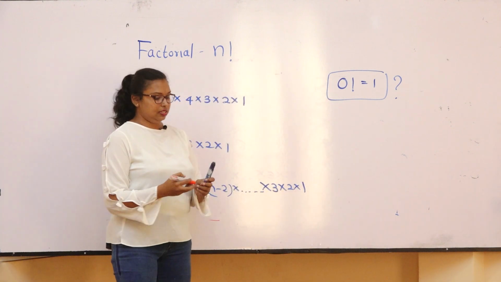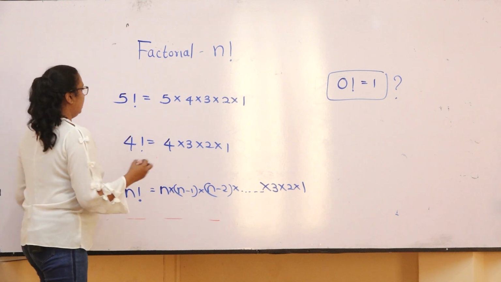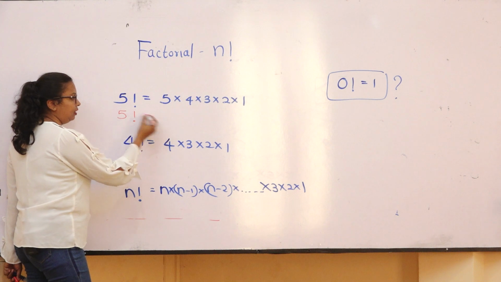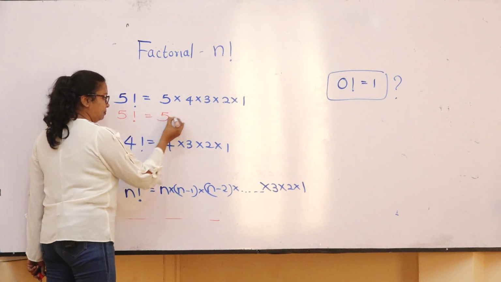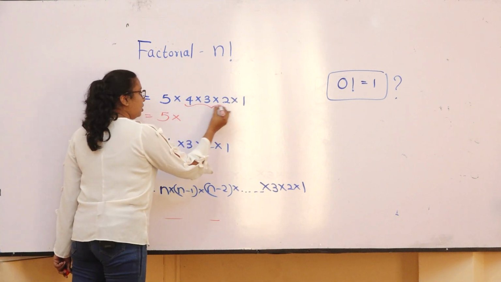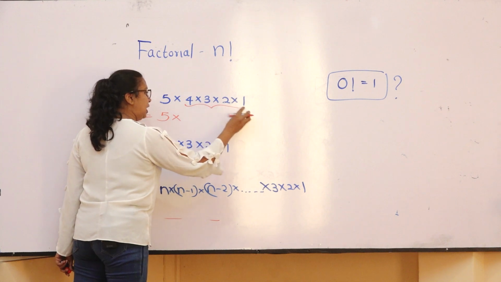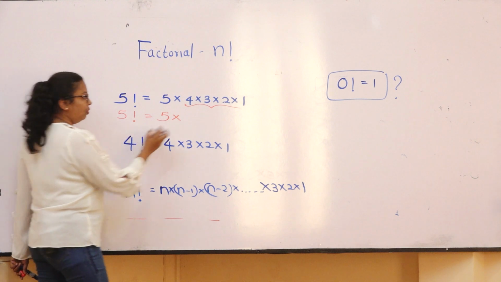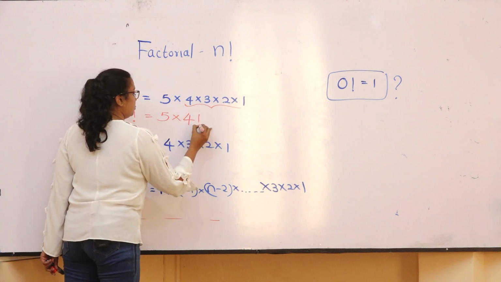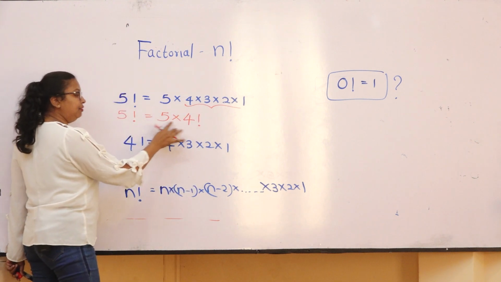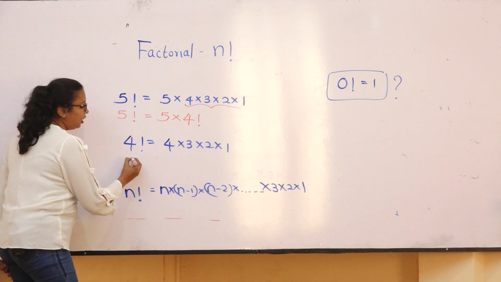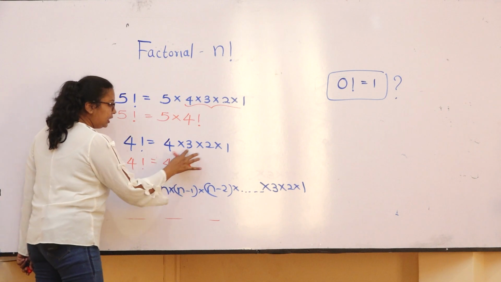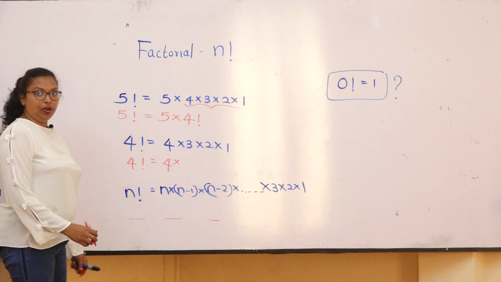I will explain it like this. Factorial 5 I can write as 5 times 4 times 3 times 2 times 1. 4 times 3 times 2 times 1 means what? Factorial 4. So, factorial 5 means 5 into factorial 4. Similarly, factorial 4 means what? 4 into 3 times 2 times 1, which is factorial 3.